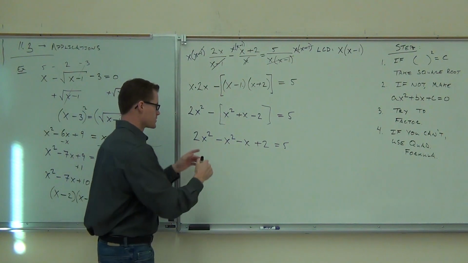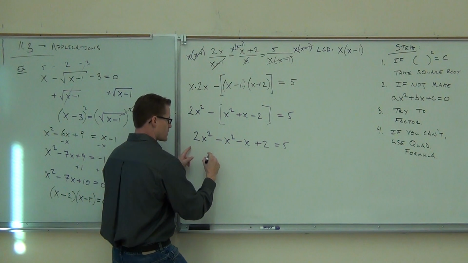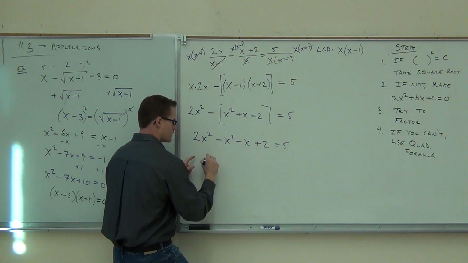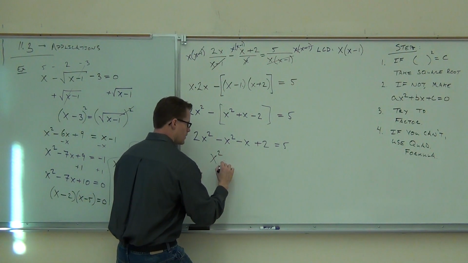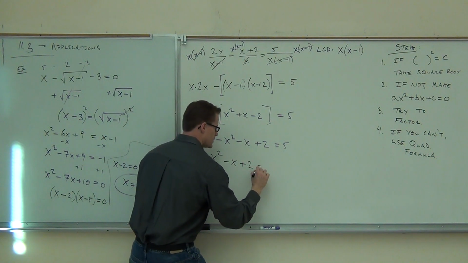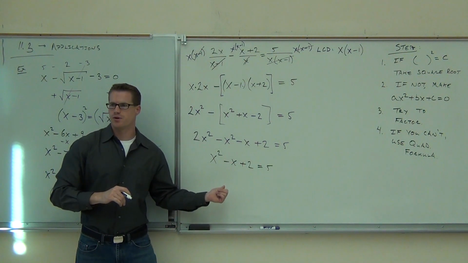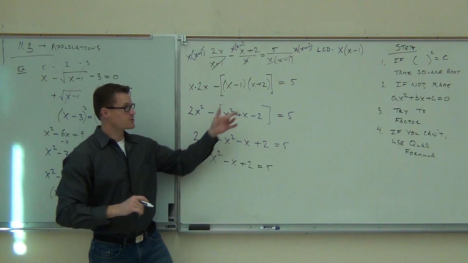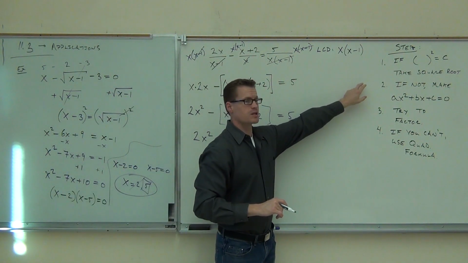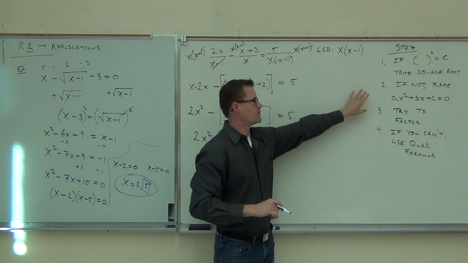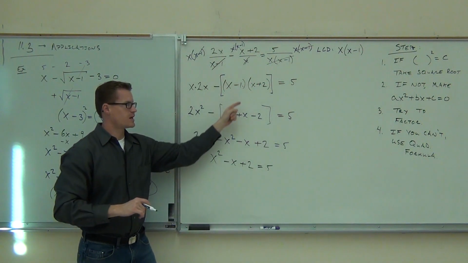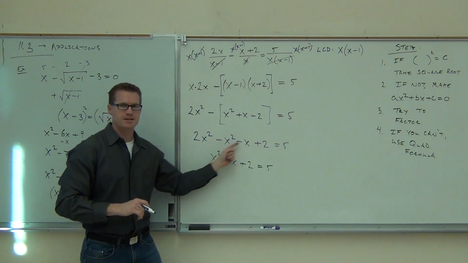Yeah, now we have some like terms. I see an x squared and an x squared here, so I'm going to get how much? Minus x plus 2 equals 5. True or false? Right now I should try to factor. True or false? No, we've actually done, we're working on step 2. In step 1, we couldn't do that. But step 2, we're going to try to make this ax squared plus bx plus c equals 0. The last thing we need to do is what?